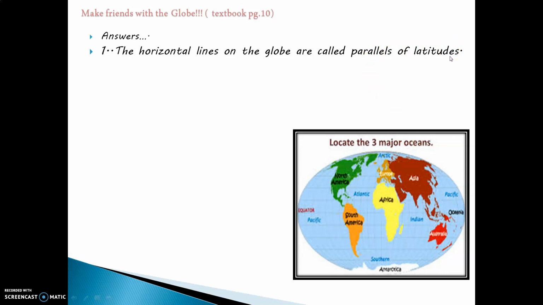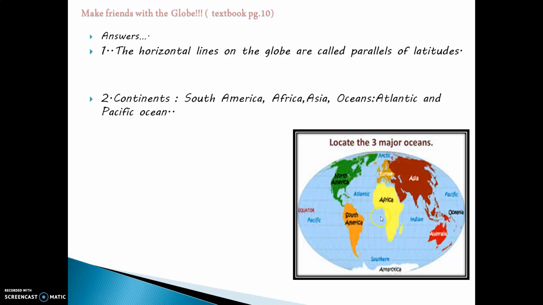Next question says, list the continents and oceans through which the equator passes. You will see this is the equator. This equator passes through the continents of South America, Africa, and Asia, and the oceans it passes through are the Atlantic Ocean, the Indian Ocean and the Pacific Ocean. So these are the oceans through which the equator passes.